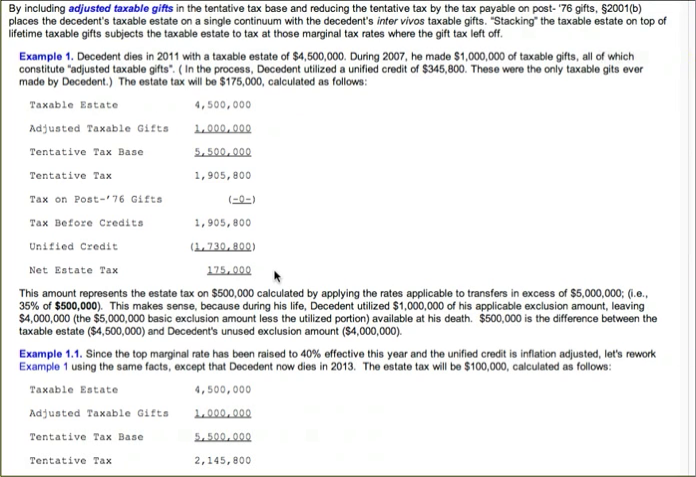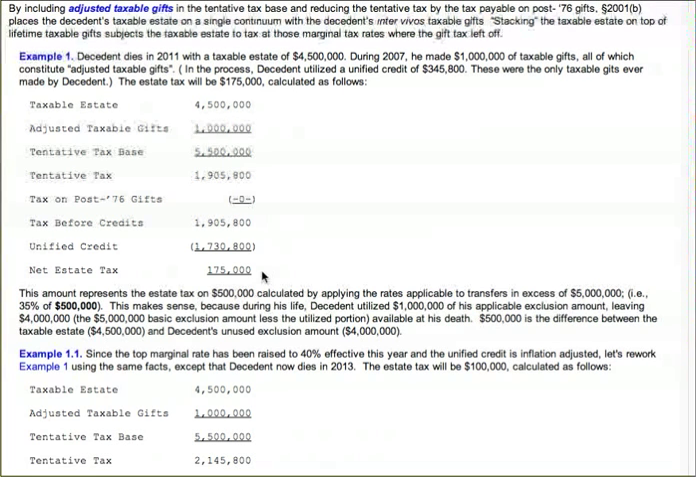So if you take $4,500,000 taxable estate less the $4 million that I just mentioned relating to the unified credit that's available to apply to the taxable estate, $4,500,000 minus $4 million, the unused credit amount, you have $500,000 left that's subject to tax. If you take $500,000 and multiply it times 35%, you arrive at this $175,000 that was the remaining amount that needed to be taxed.